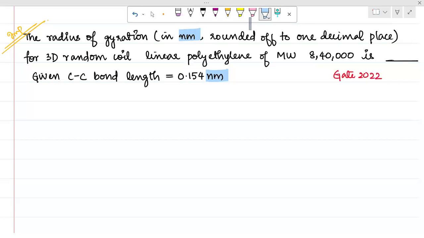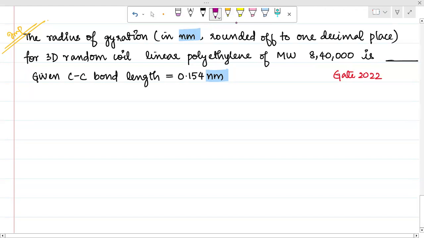So we are safe. Okay, now this question is important because this question was challenged by the students, but still the GATE people were not ready to change the answer. So the approach is a bit tricky. Let's try to understand. Asked in GATE 2022.